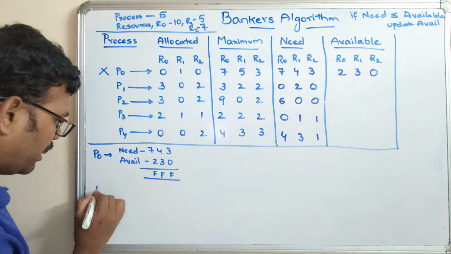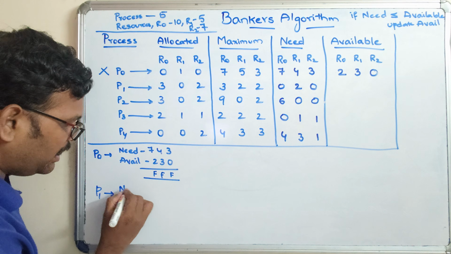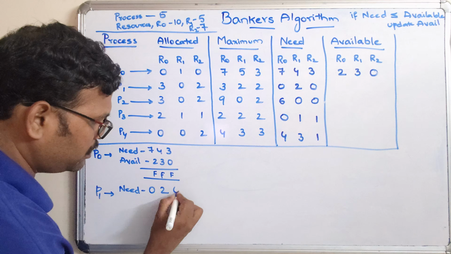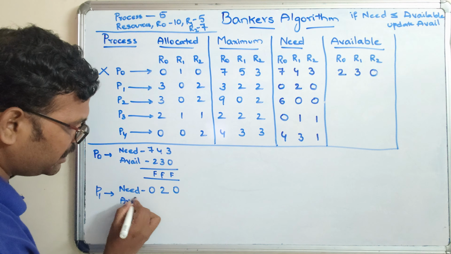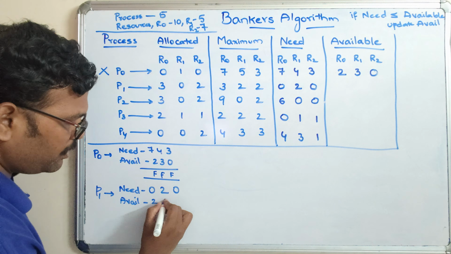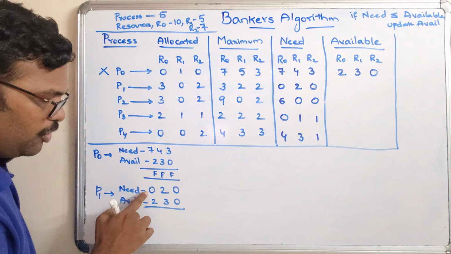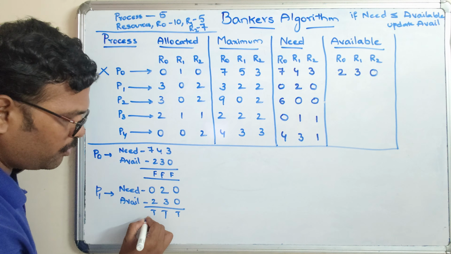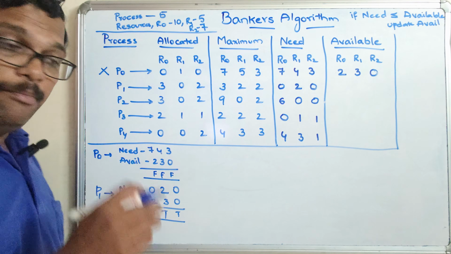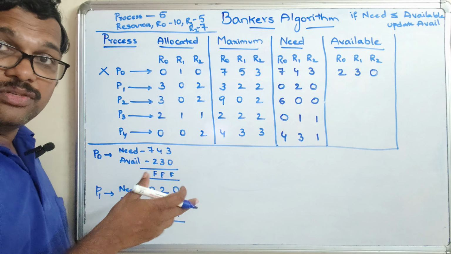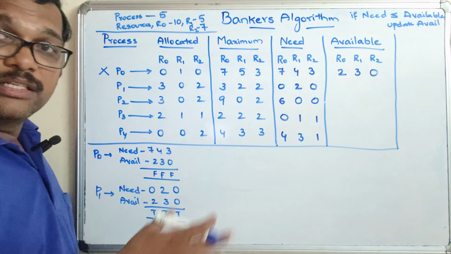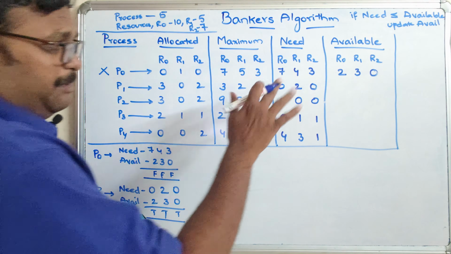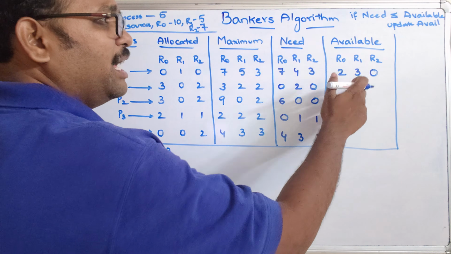Now move to P1. What are the need resources? P1 needs 0, 2, 0. What are the available resources? You can see 2, 3, 0. See, 0 less than 2, true. 2 less than 3, true. 0 less than 0, true. So remember, all should be true. If any one of the resources is not available, we should not start executing the process. We should not allocate the process. So here it is possible, right? The need resources are less than the available resources.